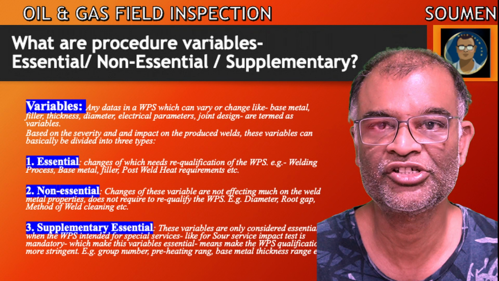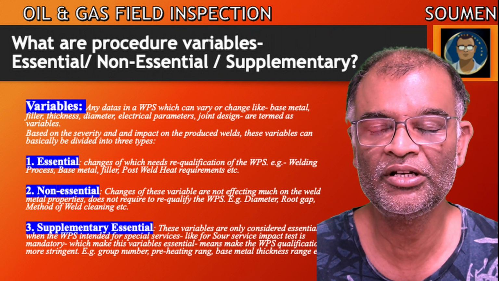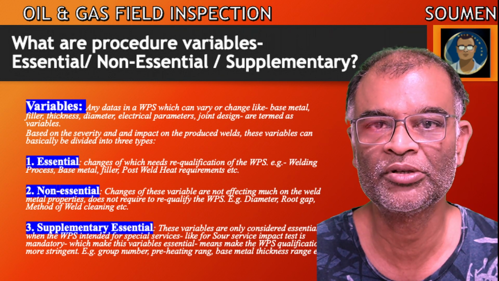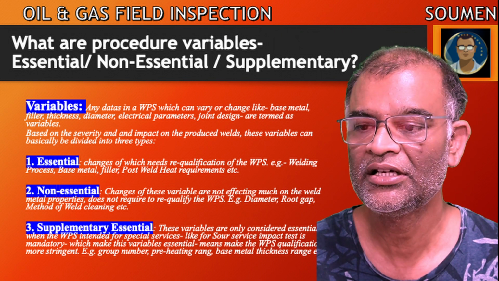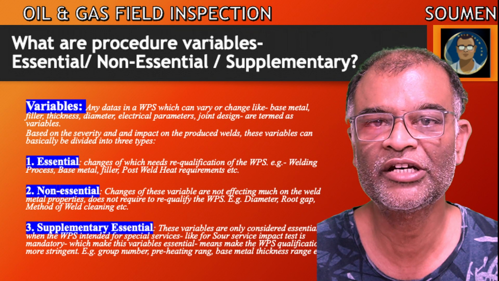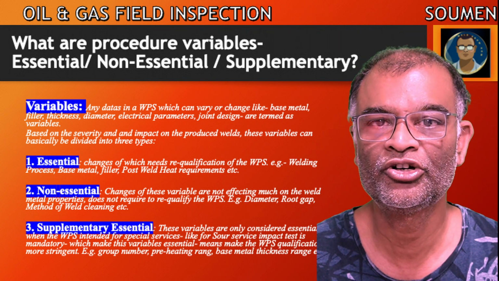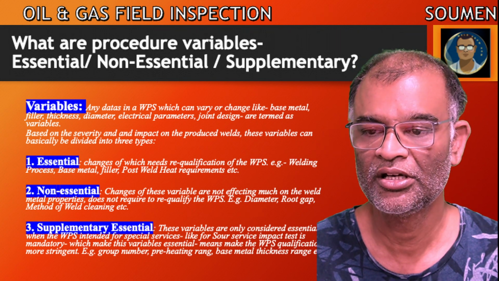Changes of the variables which will impact the integrity of the weld, quality of the weld are termed as essential. If you change any essential variable, it needs requalification of the procedure. For example, welding process, base metal, filler, post-welding heat treatment requirement, these are all contributed as essential variables.